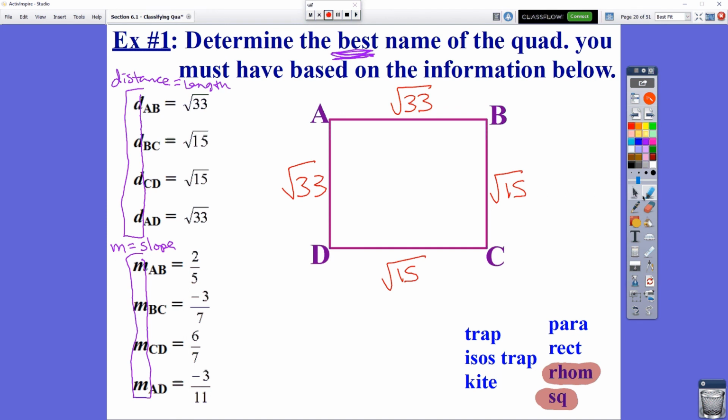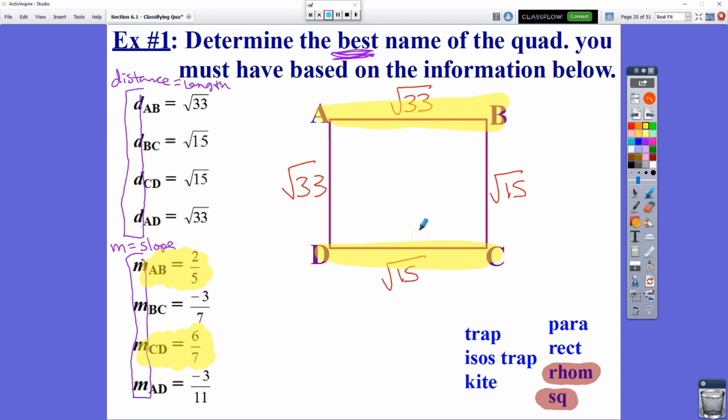All right. So what am I going to be looking for in the slopes? I'm going to be looking for parallel slopes, aka slopes that are equal to each other, or negative/opposite reciprocal slopes, because those would give me perpendicular sides. So first let's talk about parallel. AB and CD are opposite of each other. So if I focus on those slopes, are they the same? They're not. 2/5 and 6/7 are not going to be the same. They're both fully simplified, so I know these two sides are not parallel to each other.